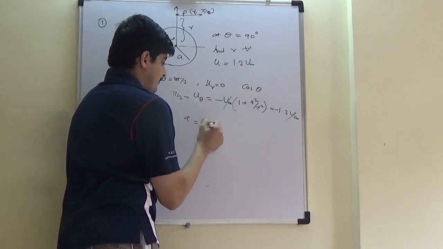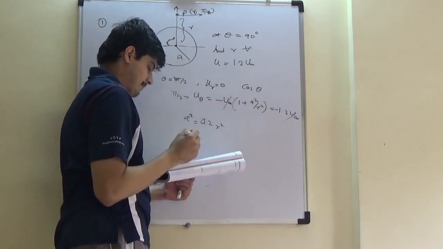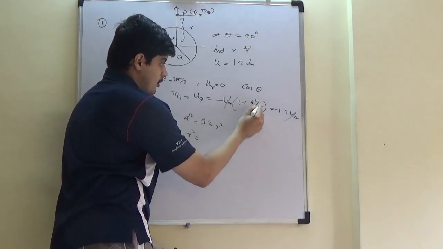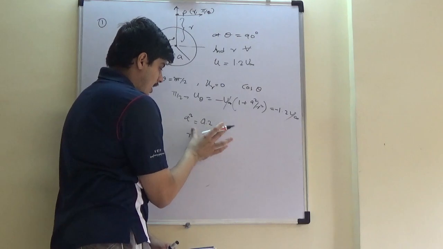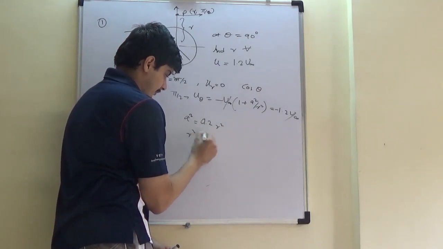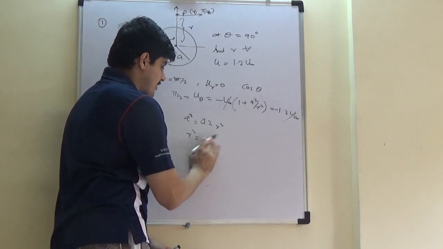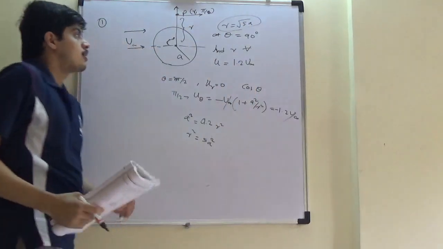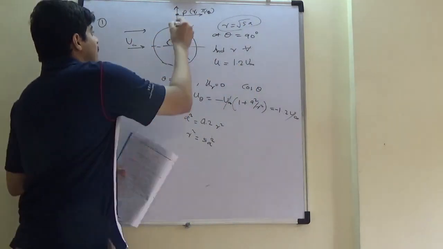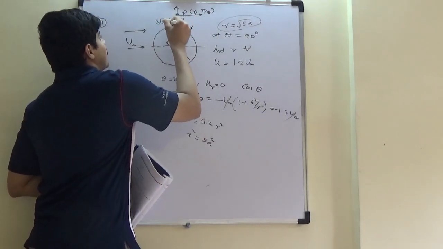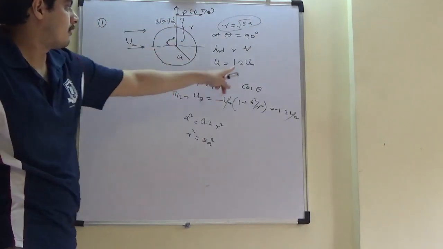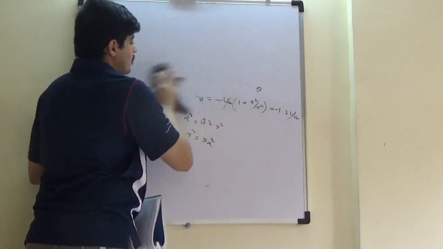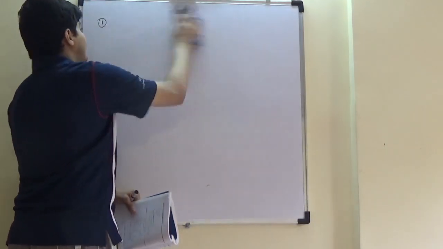So what is r square? Because a is the radius of the cylinder, r square is a square upon 0.2, which is 5a square. So the answer is root 5 times a. So at a distance of root 5 times a, which is root 5 minus 1 times a away from the cylinder surface, this is the point where you would have a 20% increase in magnitude, right? Very trivial question, but it tests your understanding of u r and u theta. Let's go to the next question.